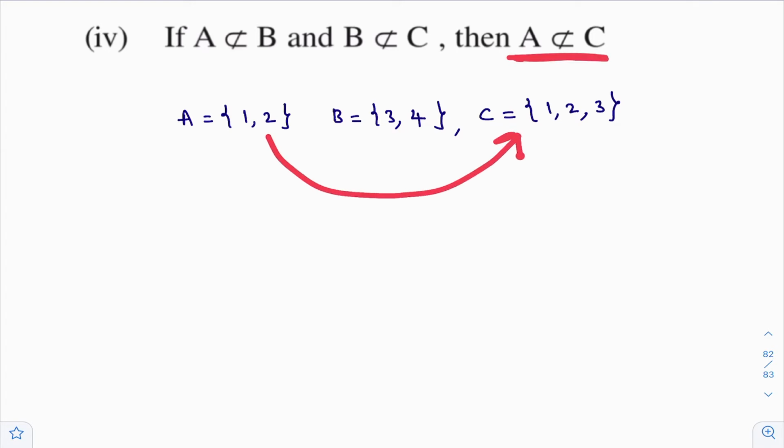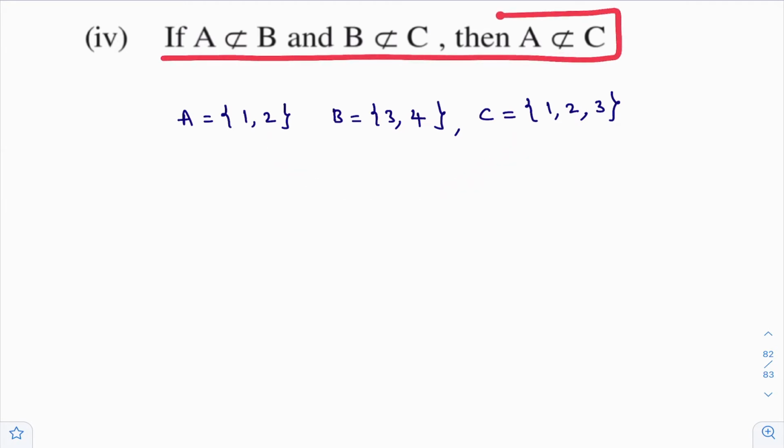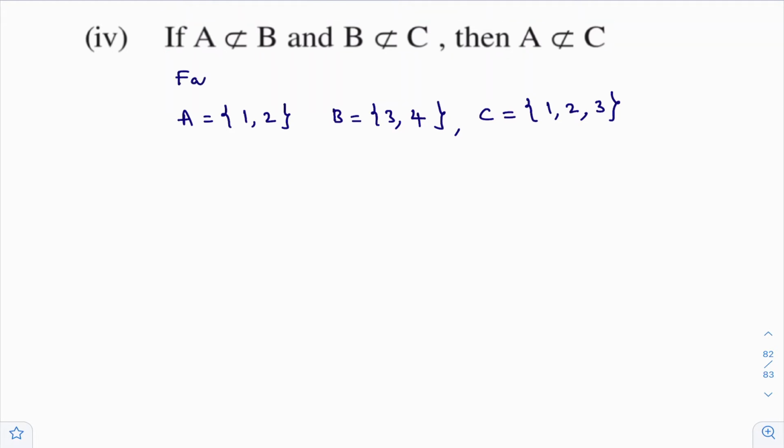All the elements present in A are present in C. I hope you are understanding. What it concludes, what they given as one statement, I gave one example that this is not true. That means this is false. In the question only they are saying that if it is false, give one example.